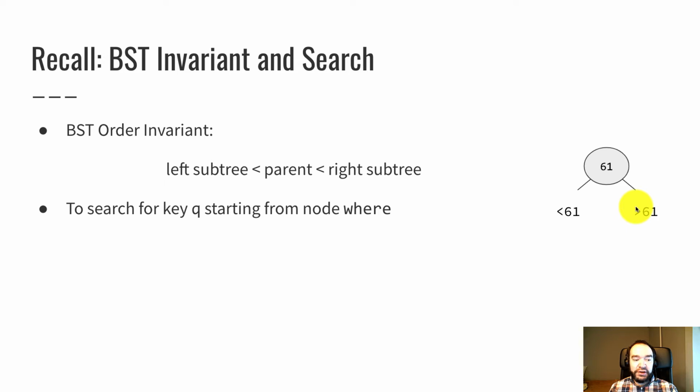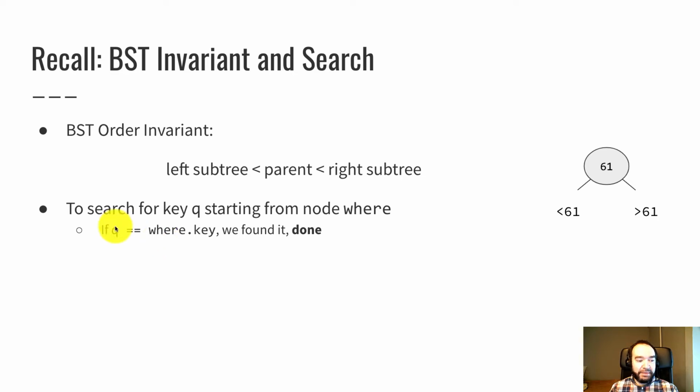To search for a key Q, Q stands for query, which means what we're looking for, starting from a node called where, we can use this invariant to make a decision about which way to go. There's three alternatives. What we do is compare the key Q we're looking for to where.key, the key in the node we are looking at right now. And this is a comparison between comparable types. So there's only three ways that comparison could go. Q could be equal, Q could be less, or Q could be greater. And based on the outcome of that comparison, we know exactly what to do.